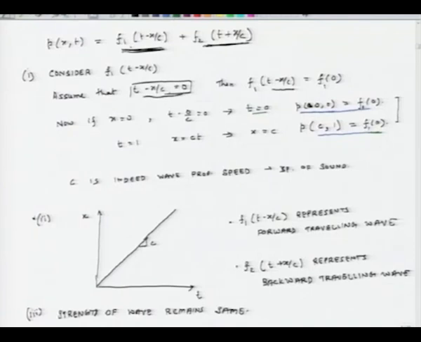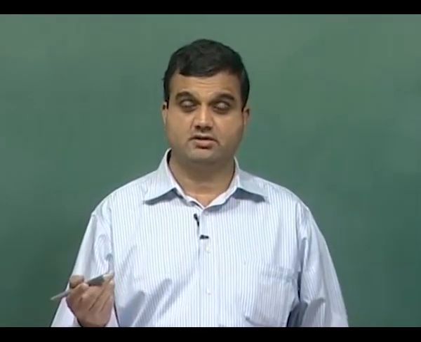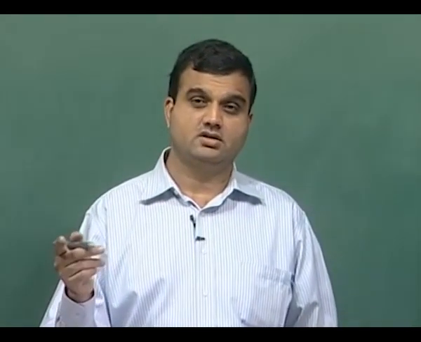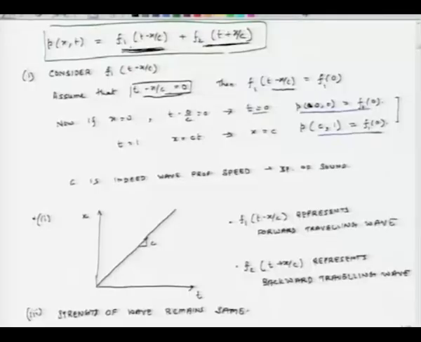So, this is the general solution, and the interpretation of f1 of t minus x over c is that the speed of sound is nothing but the same as c, which is a constant as calculated through the relation square root of gamma times p naught divided by rho naught. Second thing is that f1 of t minus x over c represents a forward travelling wave, and f2 of t plus x over c represents a backward travelling wave, and the third thing is that the strength of the wave remains the same over a period of time.